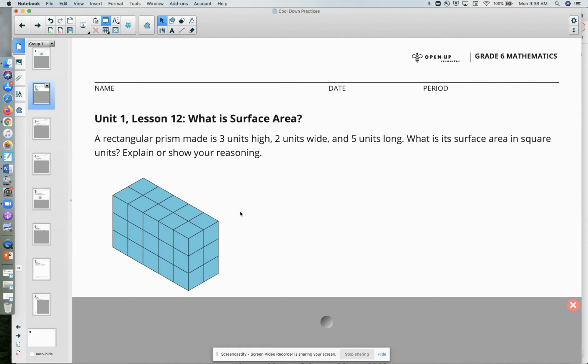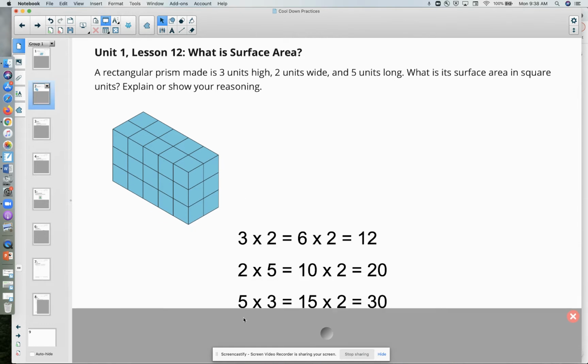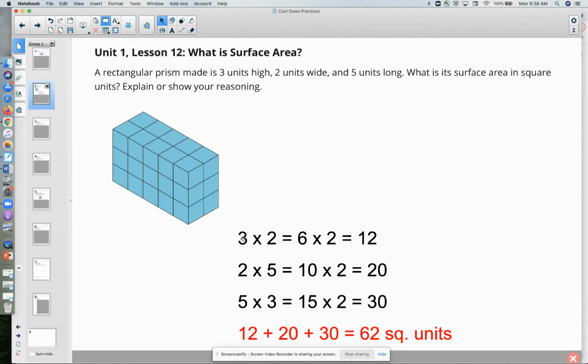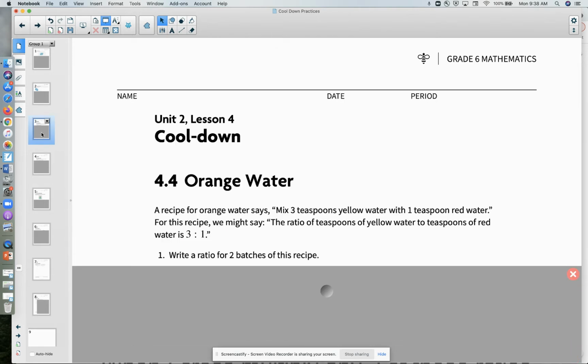So when you're ready, unpause the video. Okay, remember, this is where you have to multiply and then multiply by 2 because there's 2 sides. 3 times 2, 2 times 5, 5 times 3, and then times 2 again because there's 2 sides, and then you add it up, 62 square units. All right, how'd you do? Pretty good? All right. This could be on the diagnostic, so that's why we're going over some of these problems.